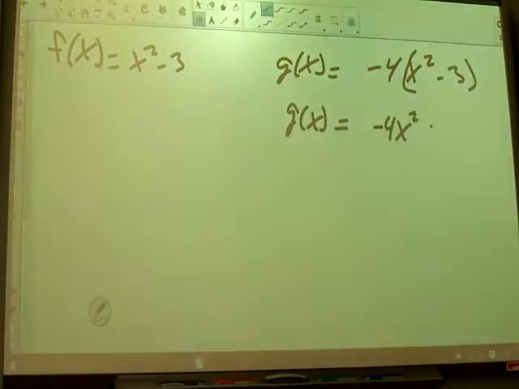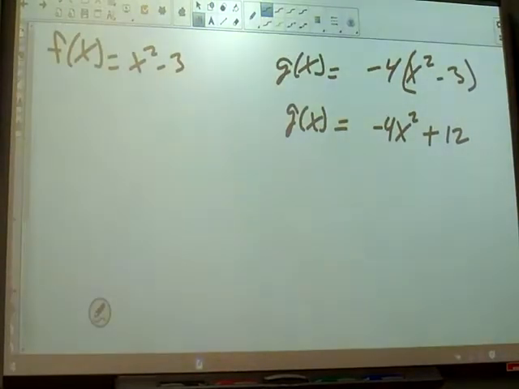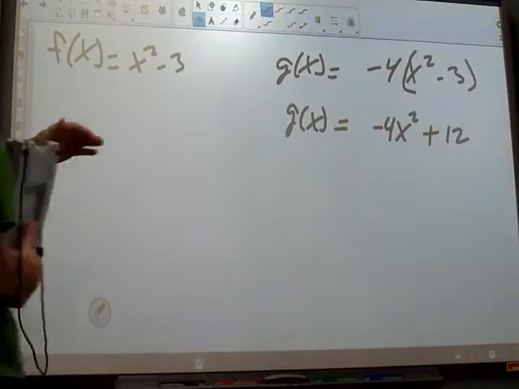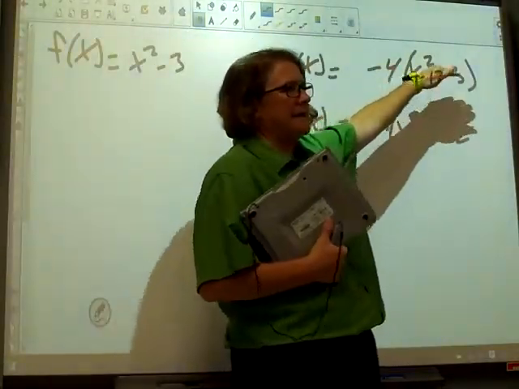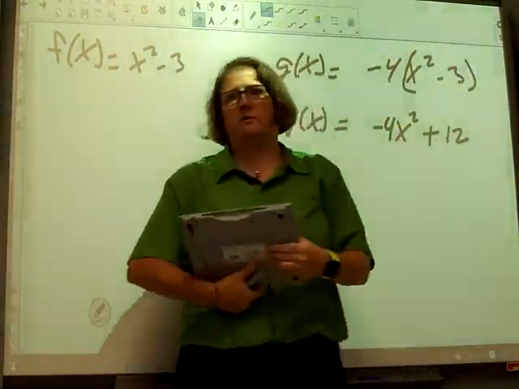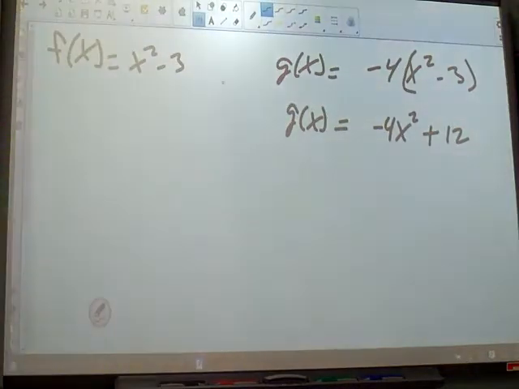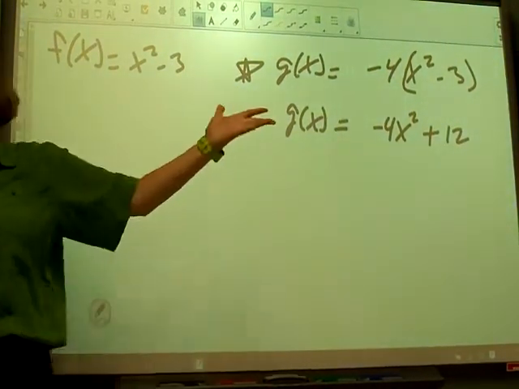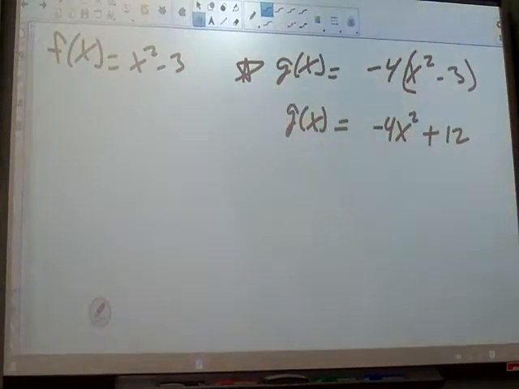-4x squared minus 5. Would that be the same thing? Yes, if you distributed that -4. That's actually considered a more standard form of an answer, but I don't like it as much because the first answer describes the transformation better. So if it were me on my test, I would have stopped here. But if you went ahead and distributed, it's correct as well.